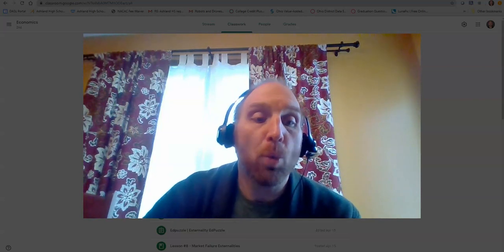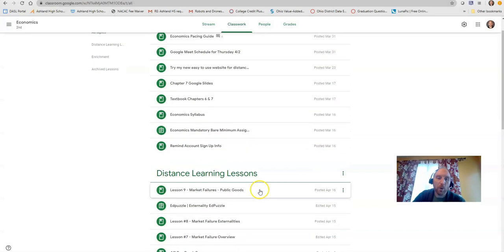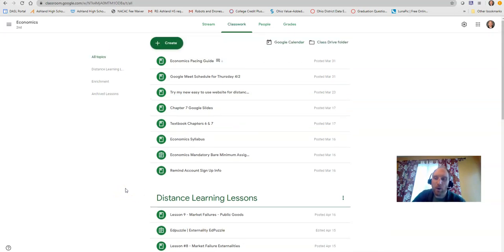Before I do that, I just want to remind you that if you haven't already, there is an EdPuzzle about externalities that I'd like you kiddos to do as an assignment this week. Because again, externalities are a little bit complicated, but they're also some of the most common types of market failures, and it's important to understand those.